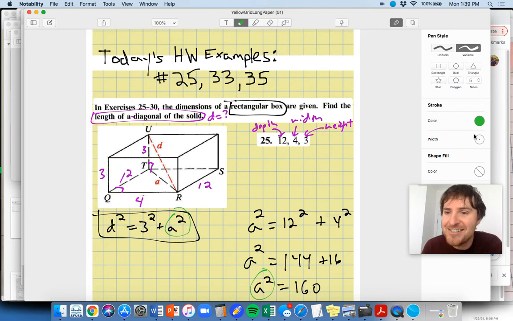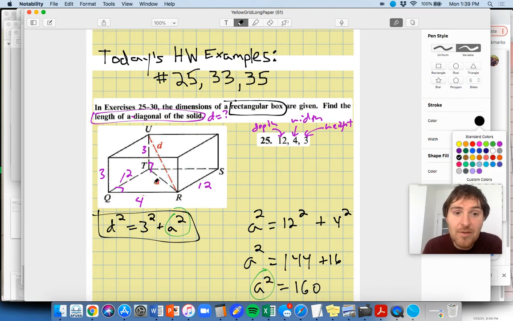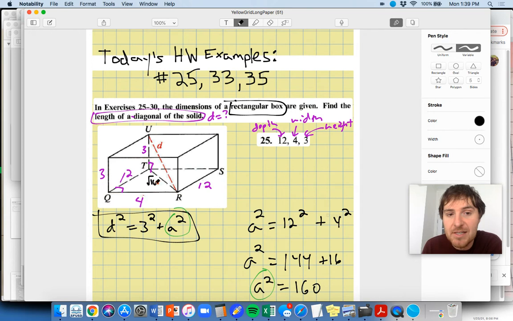So A squared is 160. That is going to be here. So whatever this is, A is the square root of 160. Okay, I'm not going to worry about simplifying it here, because when we plug it into the Pythagorean theorem, the square root of 160 squared equals 160. Look, I can just move that 160 here. So here I get D squared equal to 3 squared plus 160.